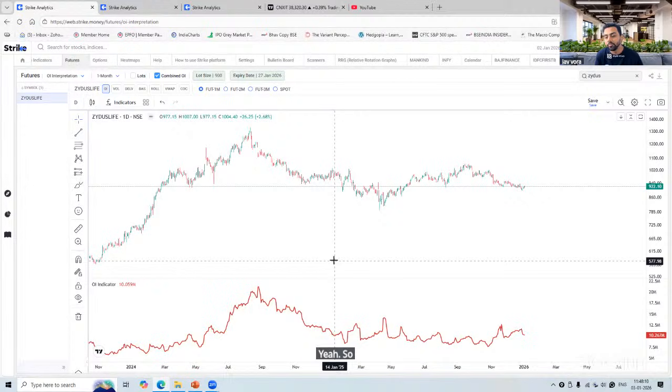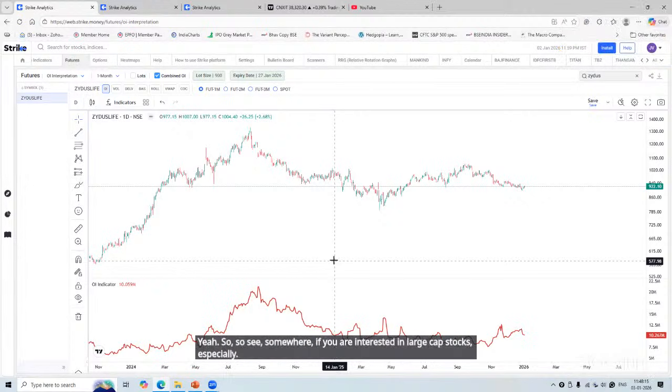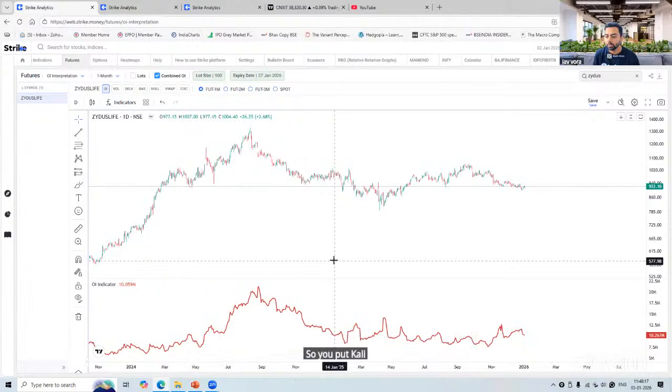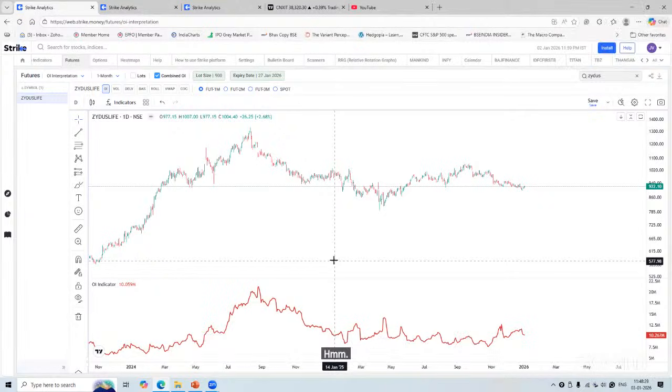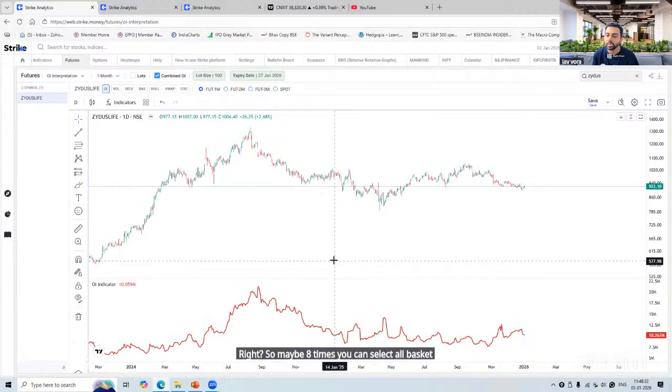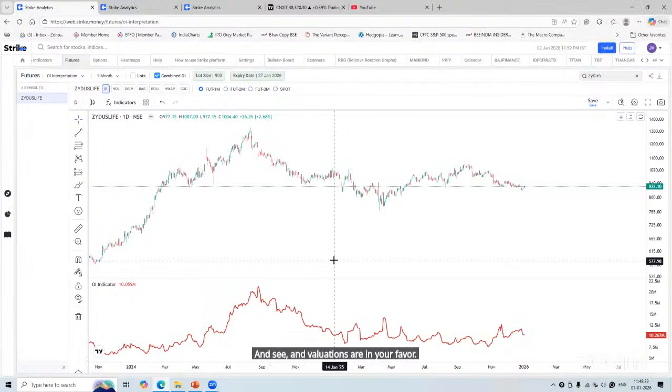So see, if you are interested in large cap stocks especially, then just check FNO once, understood? Yes. And if you feel that in this market, we know that small mid caps have been beaten out of shape, right? Then maybe at this time you can select the all basket or total market and see where momentum is good and valuations are in your favor. So I should take FNO also during my search of finding out the good stock.